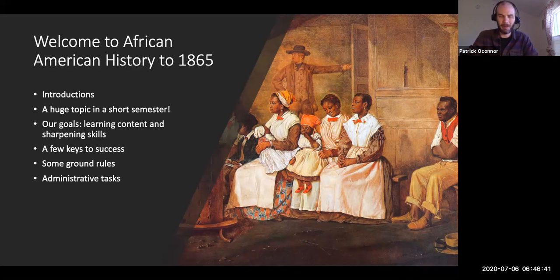I have a couple of ground rules. These are in the syllabus, but I just want to reiterate them right now. Be sensitive to the perspective of others. We're talking about some of the darkest material in human history. And we're also talking about issues that are sensitive. They're sensitive because they still matter in the world we live in today.